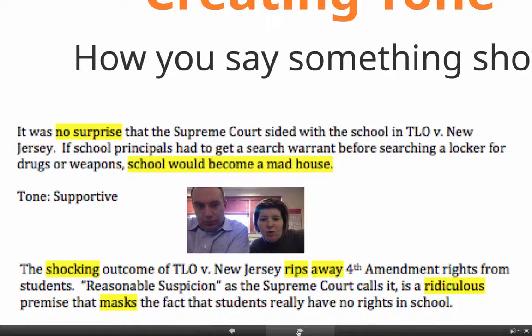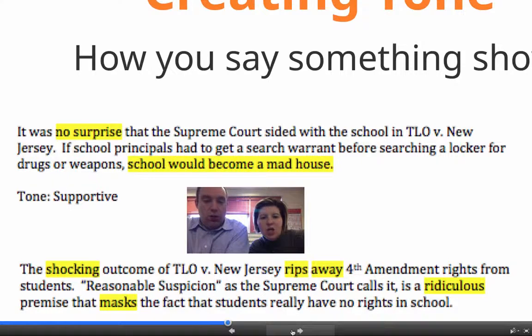It was no surprise that the Supreme Court sided with the school in TLO versus New Jersey. If school principals had to get search warrants before searching a locker for drugs and weapons, schools would become a madhouse. And you can see the wording, no surprise. The author is very supportive in this piece. The author's saying that yes, schools should be able to search without a warrant. And that comes across in that statement. So this is a supportive tone, and the sections in yellow, I could have used different words here when I wrote this, and it would have changed the tone to something different. The author is making you think that, yes, definitely, we should side with the schools in this case.